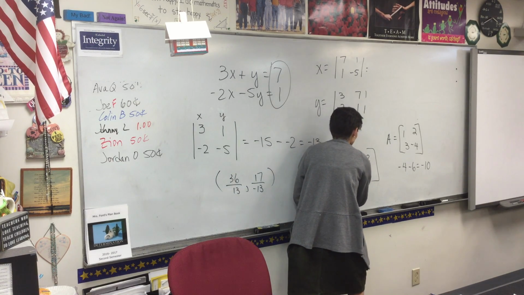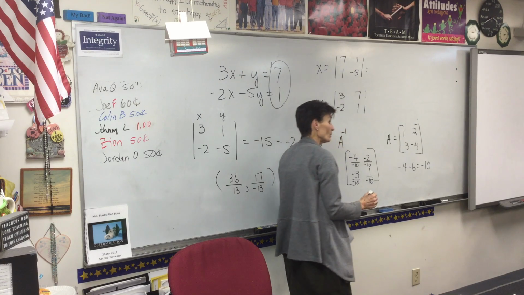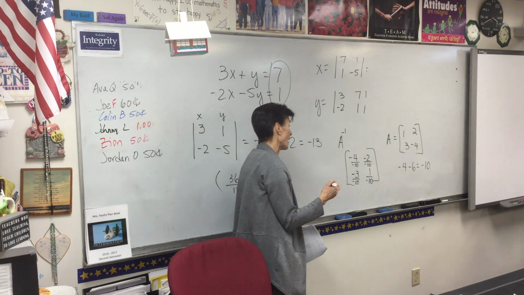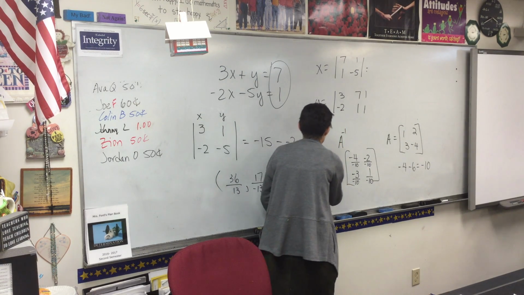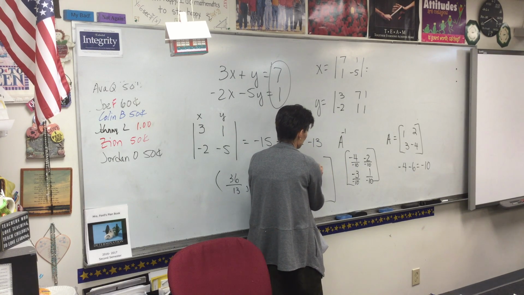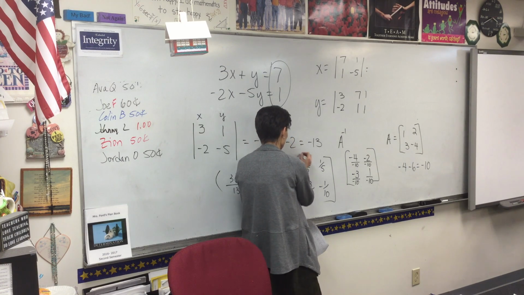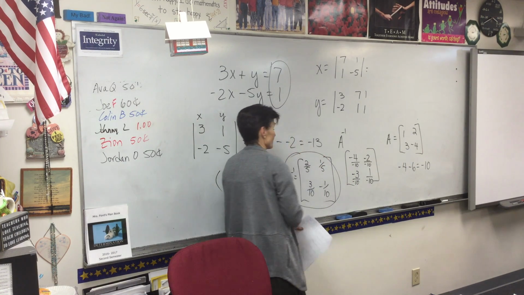Each of those gets divided by -10. Now the one we did earlier, we were done. We are not done. We need to reduce. So that will be 2/5, 1/5, 3/10, and -1/10. There is your inverse.